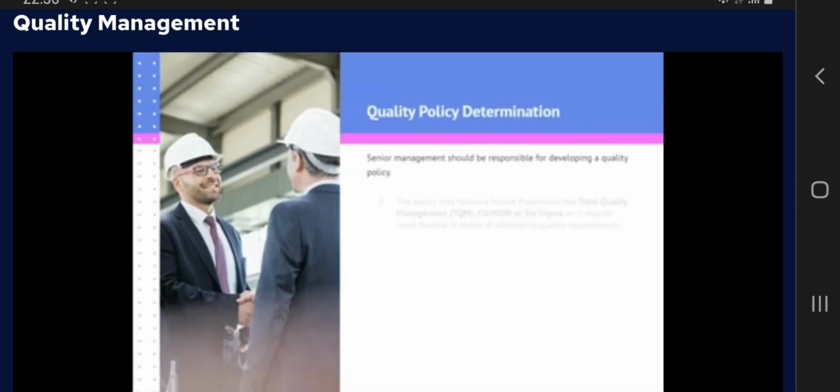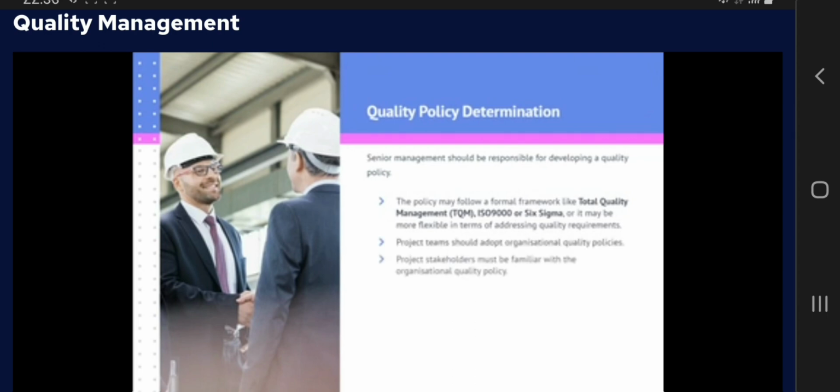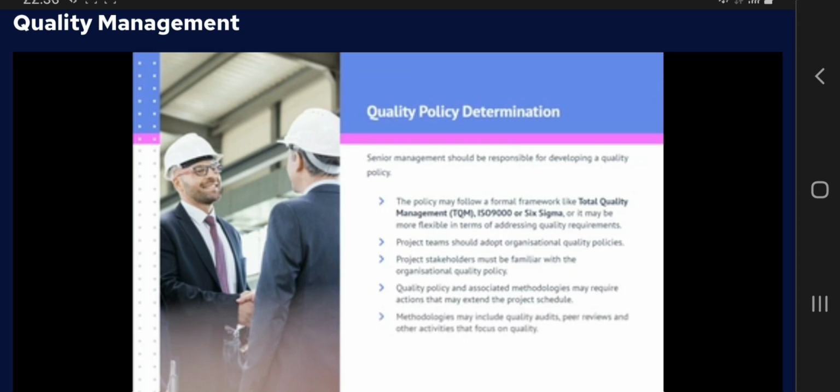Quality policy determination. Senior management should be responsible for developing a quality policy. The policy may follow a formal framework like Total Quality Management, TQM, ISO 9000, or Six Sigma, or it may be more flexible in terms of addressing quality requirements.